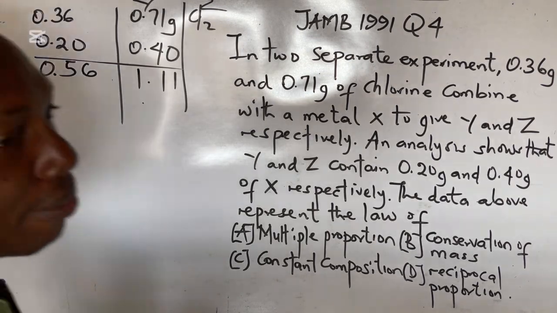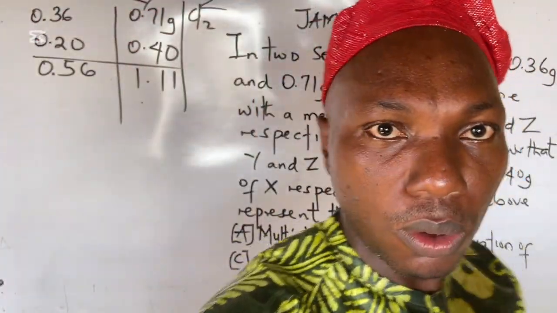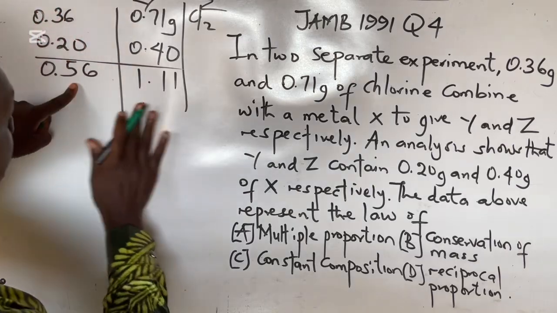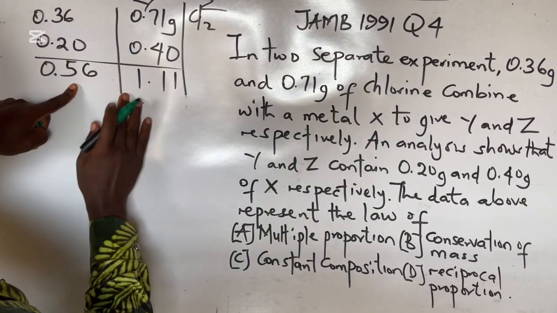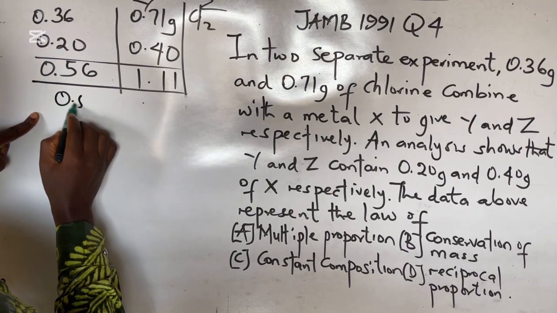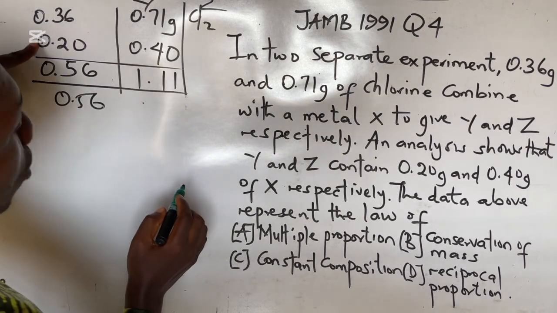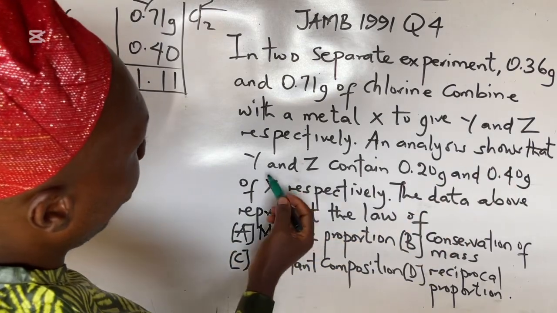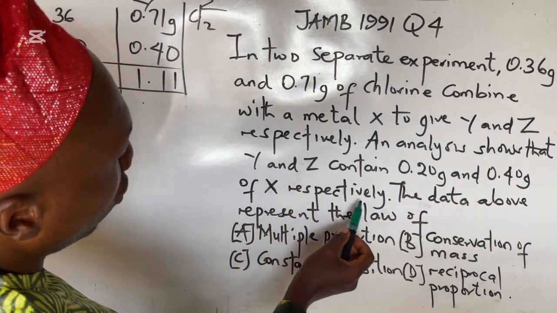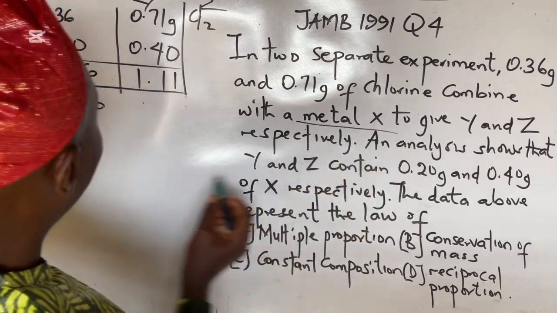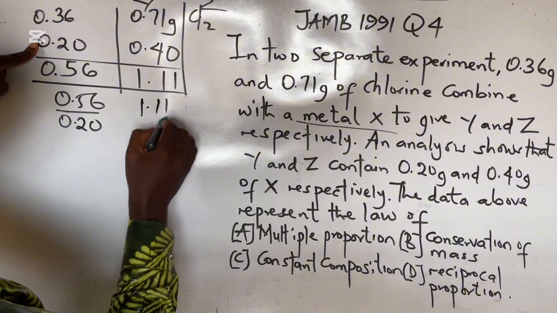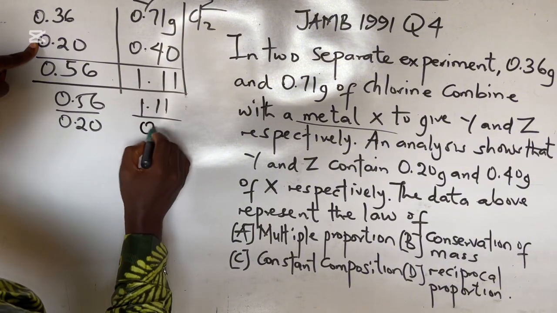From the formula, it is compound over the metal. So our compound here is 0.56 for the first one, and the metal is 0.20, since Y and Z contain 0.20 and 0.40 gram of X respectively. X is the metal. The second one is 1.11 over the metal, 0.40.